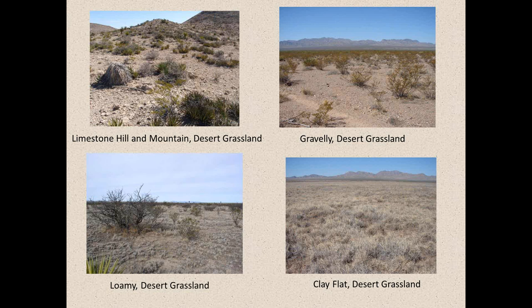And here's an illustration of the four different ecological sites from the previous slide. There's that Limestone Hill, Mountain, Desert Grassland up on the top left, the alluvial fan, the Gravelly Desert Grassland, Loamy Desert Grassland, and the Clay Flat Desert Grassland. You can see that there's a very distinct species composition and different responses to disturbance. Actually, the gravelly, the clay flat, and the loamy were all taken from the previous landscape. So it's really the same management, but you can tell they're really different plant communities.